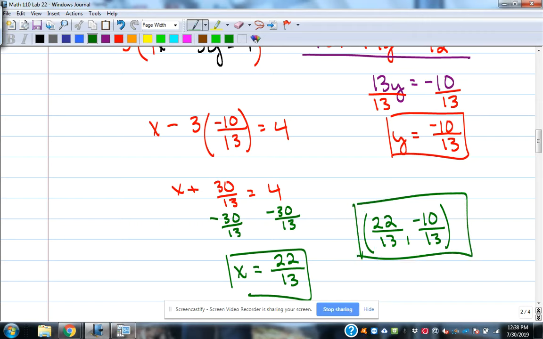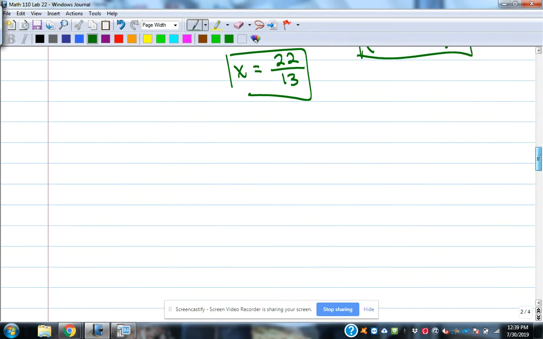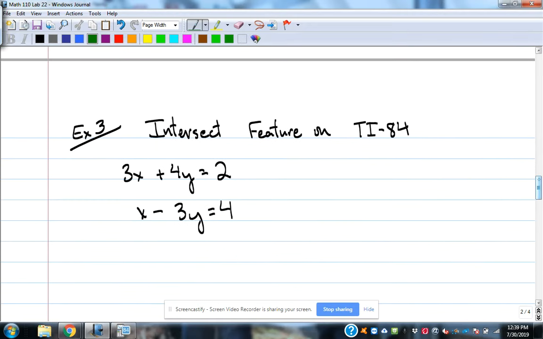It's the same system. Let's look at another method for solving a system of equations, and that's going to be using our TI-84 calculator using the intersect feature in the graph of that. So in order to graph these equations, you need to get the y by itself so that we can put it into our graphing feature of our calculator. So we're going to solve each equation for y.